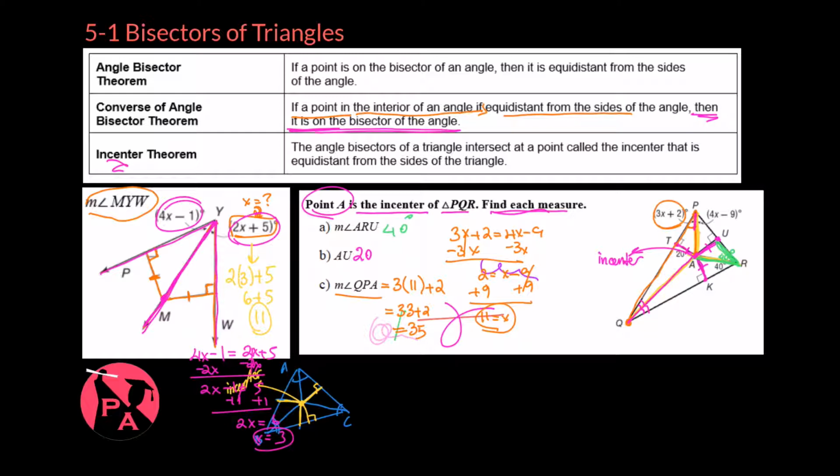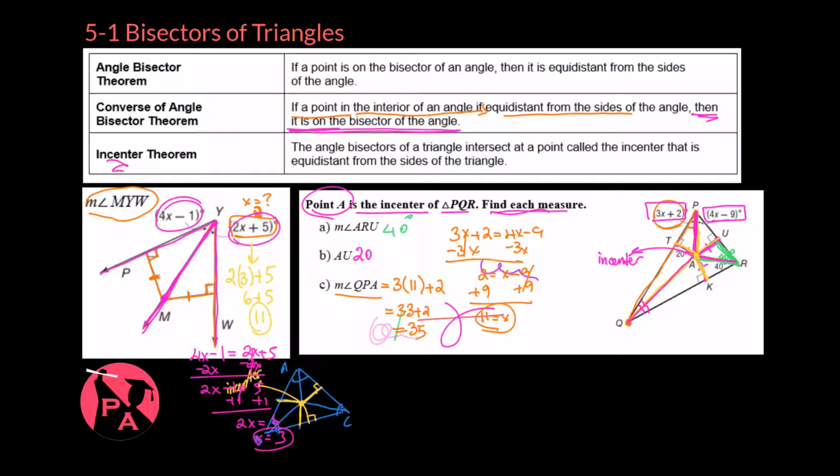And also the same thing applies for this. PA starts from the angle and cuts the angle in half, which means these two are congruent measures. And also segment AR cuts that angle in half. And this point A must be equidistant from the sides. These three measures are congruent.